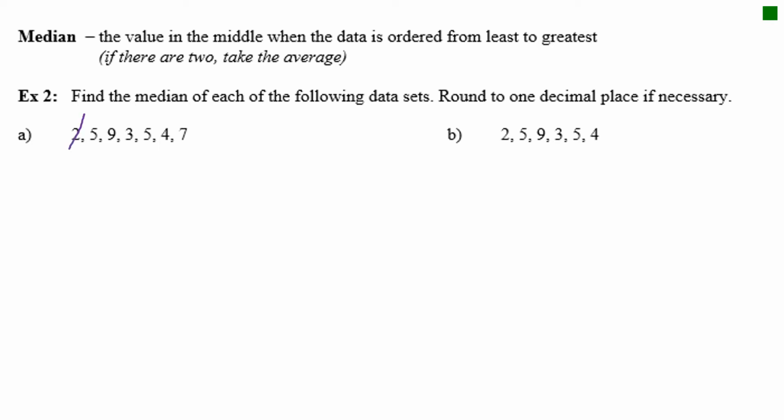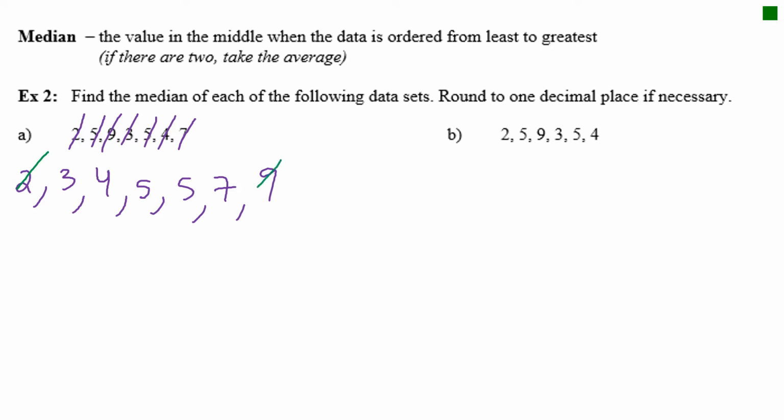So 2 is going to be the smallest value. Then comes 3. There's 1 4, 1 5. There's another 5, a 7, and then finally a 9. Okay. And all we're going to do here is we're going to take the same amount from each end until we end up with exactly 1 in the middle. So 1 from the left, 1 from the right, left, right, left, right. We're left with exactly 1 in the middle. So our median for this one is going to be 5.